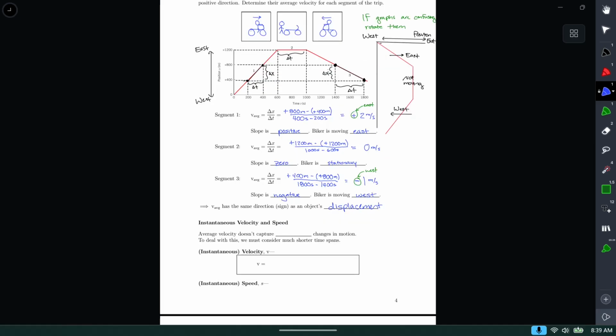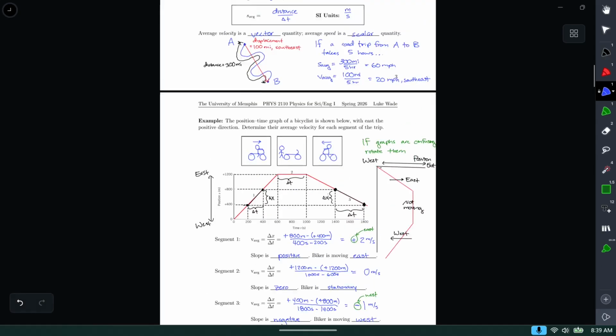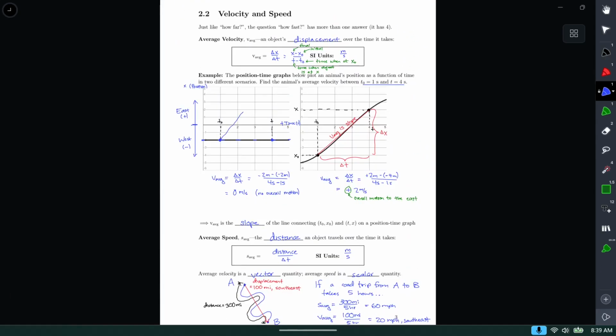But we have that issue I was talking about of, for instance, in this one, I could go somewhere and then come back to my starting point. And the average velocity would say, oh, you weren't moving. Even though I know I was. In this case, I went east and then back west. So what's the solution to that? If I want to be more accurate about my motion, how can I fix that problem?